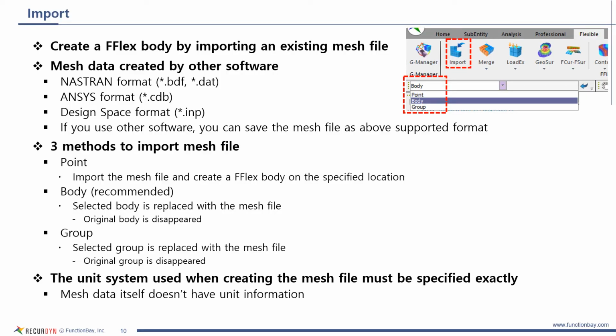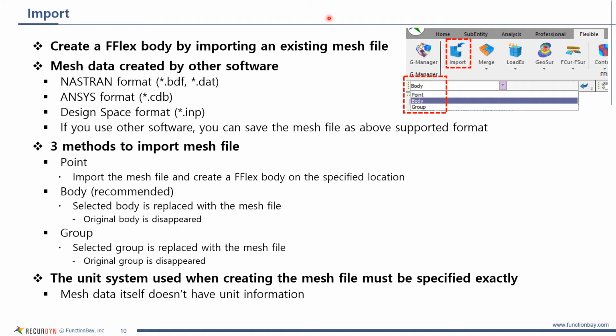In the previous lecture, I mainly introduced how to convert a rigid body to a flexible body using mesher. However, many users often import mesh data that were created in advance. Meshes created in RecurDyn as well as meshes created in other software such as Nastran, ANSYS can be imported. There are three options when importing a mesh file. The most common option is body option.